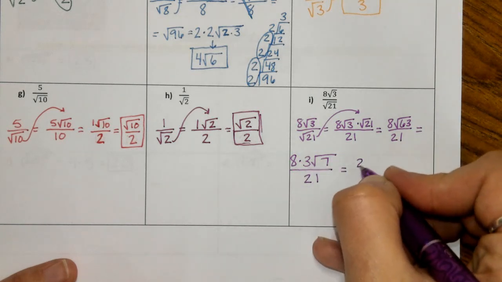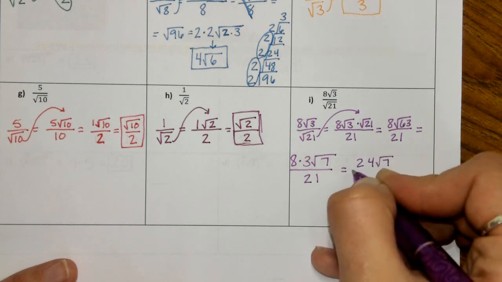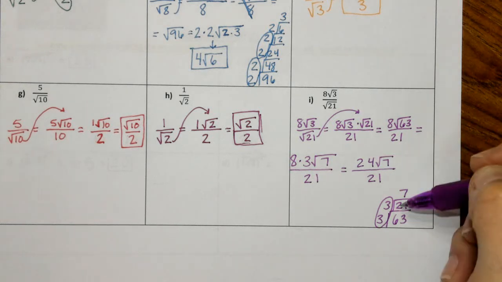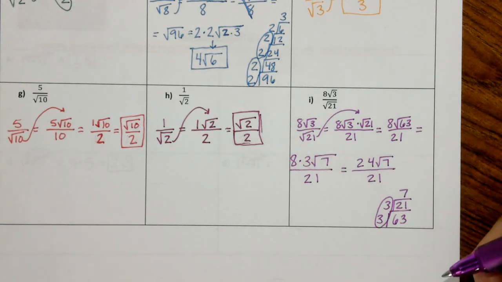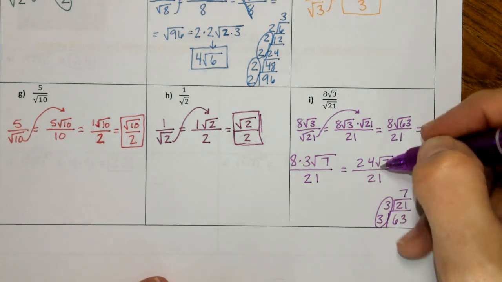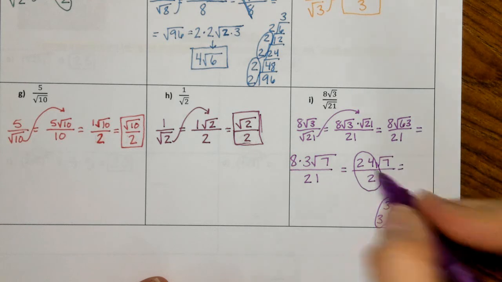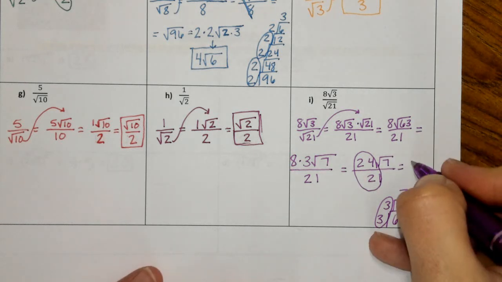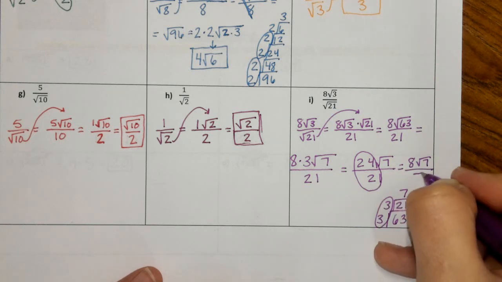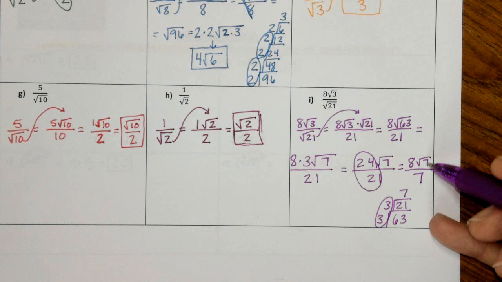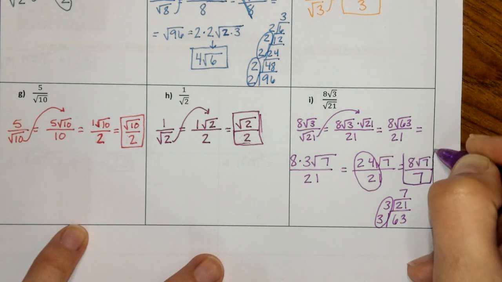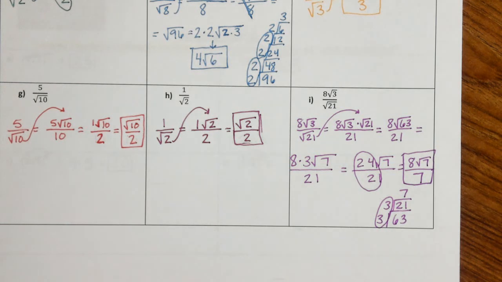8 times 3 is going to give me 24 square root of 7, all over 21. Now, the 24 and the 21 can both be divided by 3, so we need to simplify that. So these two right here, we can simplify this fraction. 24 divided by 3 is going to give me 8 square root of 7 over 21 divided by 3, which is 7. You cannot do anything with the square root of 7 and 7 because it's apples and oranges. So here we are done, and that is the end of our notes for radicals.